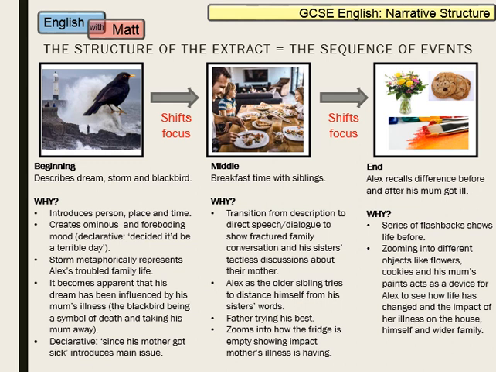Then we shift focus to the middle, the breakfast time with siblings. So we go from the transition from description to dialogue to show the fractured family conversation and his sister's quite tactless discussions about their mother. Alex, as the older sibling, is trying to distance himself from their kind of maybe quite immature discussions. The father is trying his best, but not really succeeding at cooking and things.